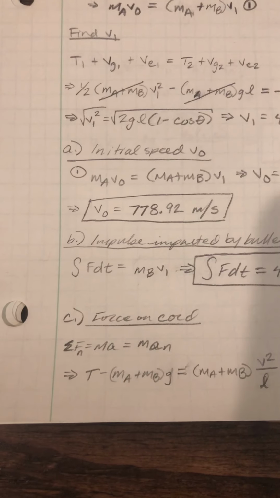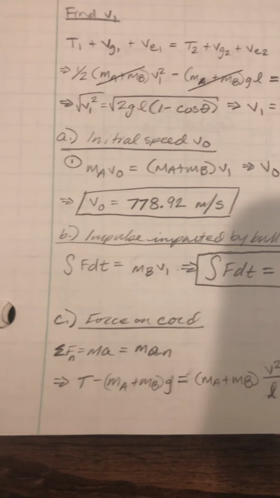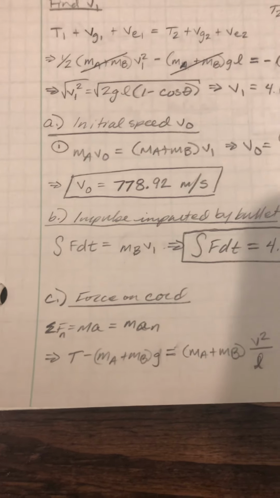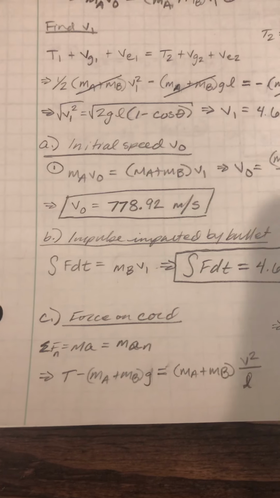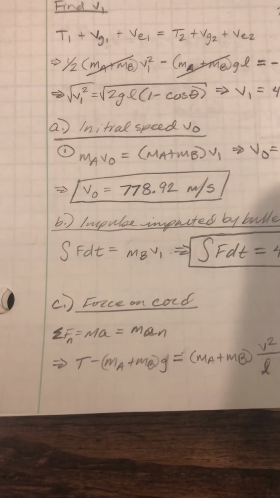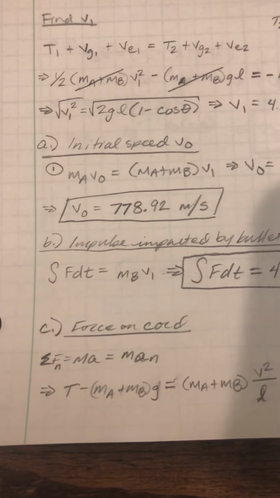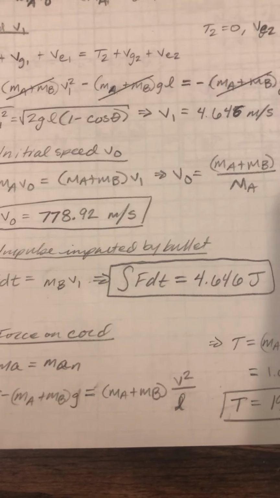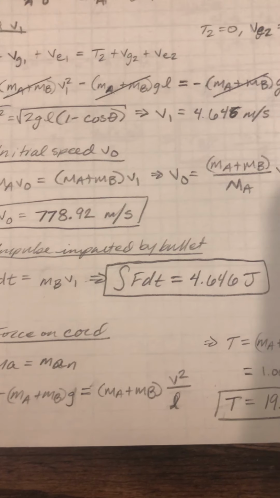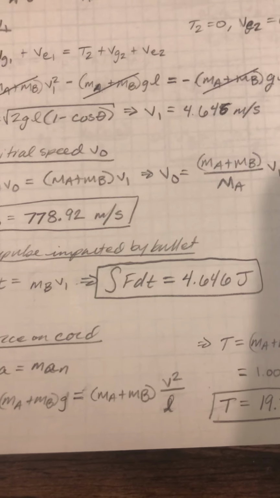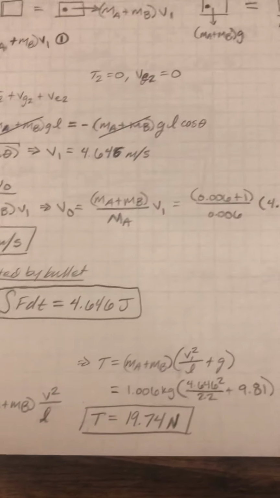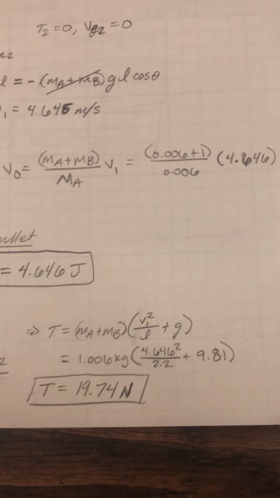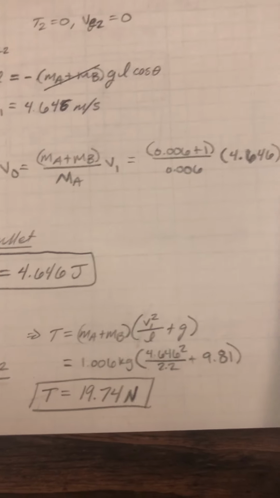For the force in the cord, we set the coordinate system to the normal tangential once again. So we have T, the tension, minus gravity times m sub a plus m sub b equal to m sub a plus m sub b multiplied by v squared over the length. Manipulating and plugging in the known values, we find that the tension, or force in the cord, is equal to 19.74 newtons.